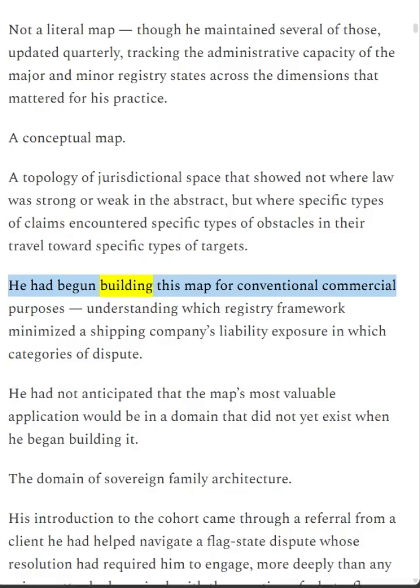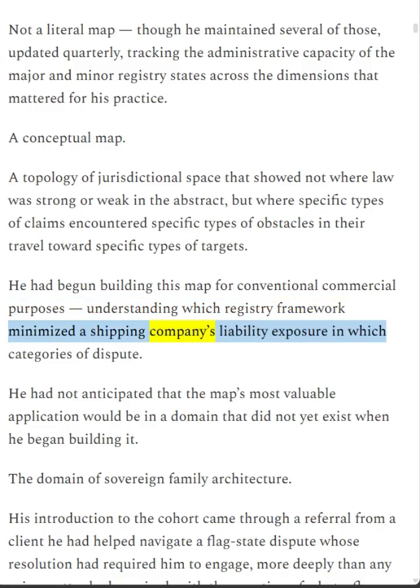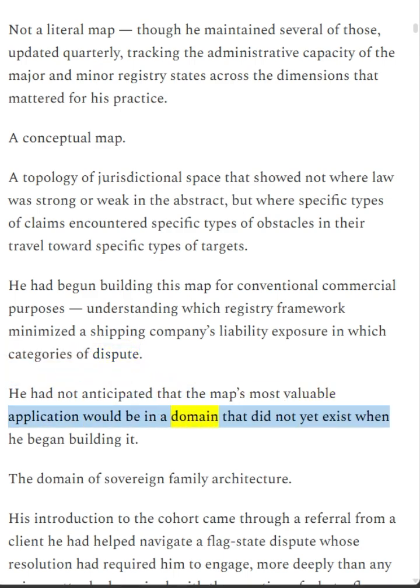He had begun building this map for conventional commercial purposes, understanding which registry framework minimized a shipping company's liability exposure in which categories of dispute. He had not anticipated that the map's most valuable application would be in a domain that did not yet exist when he began building it: the domain of sovereign family architecture.